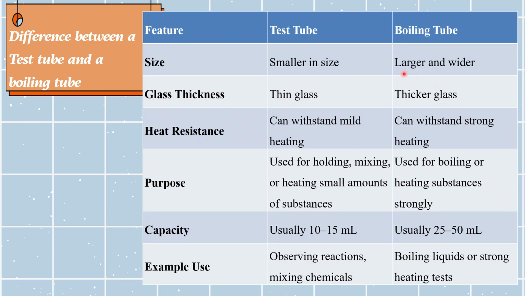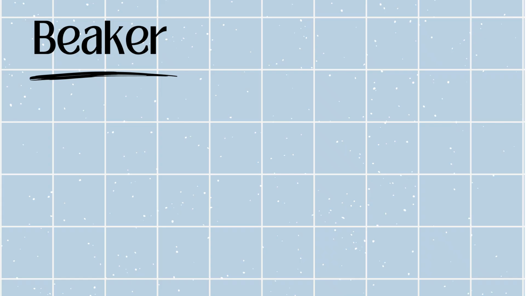Whereas the boiling tube has a larger and wider area. It has thicker glass, hence it can withstand strong heating, and it can be used for boiling and heating substances strongly. The volume ranges between 25 to 50 ml, and it is used for boiling liquids and for strong heating. So without any doubt, you can use a boiling tube for boiling and a test tube for carrying out small scale reactions. Now let's move ahead, where we'll be discussing another apparatus, that is a beaker.